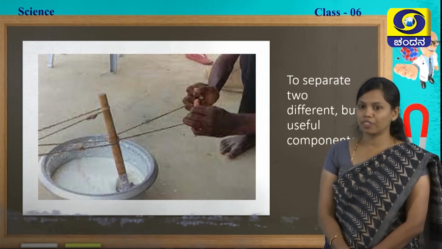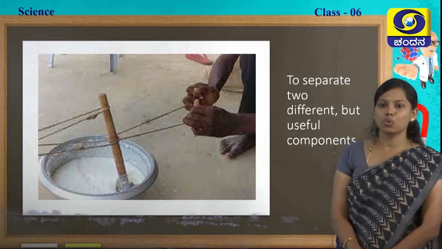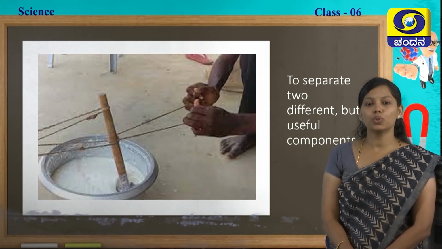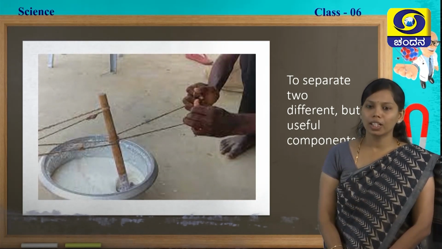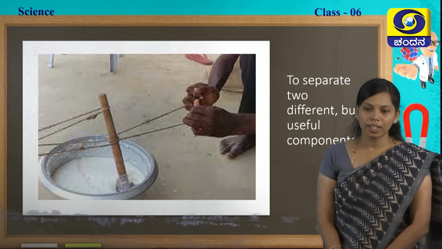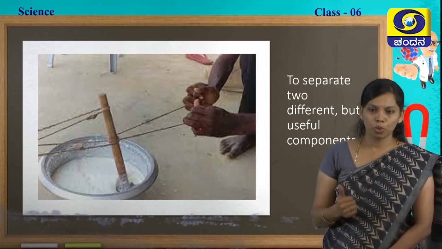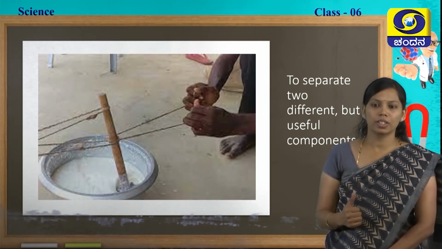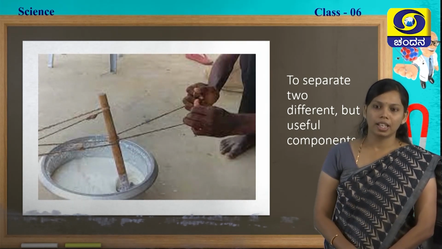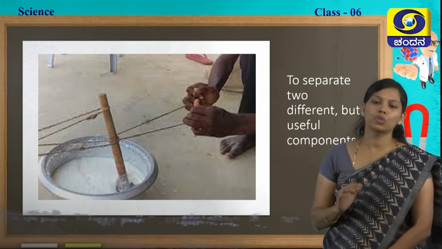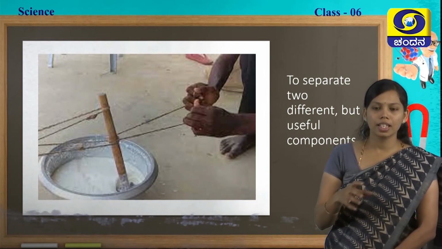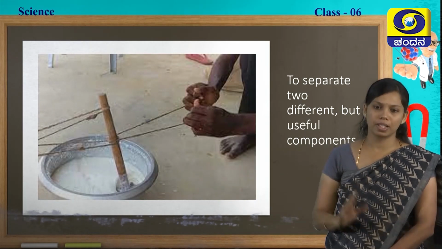So, what do we infer from this? To separate two different but useful components. From all these, what can we conclude? We should separate the substances to remove non-useful components, to remove harmful components, and to separate two different but useful components. It is the reason to separate the substances.